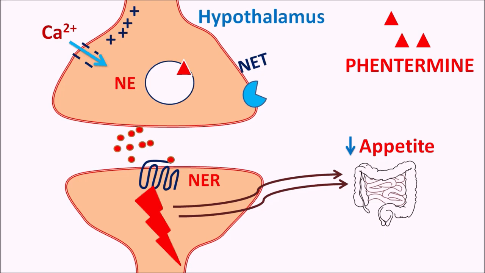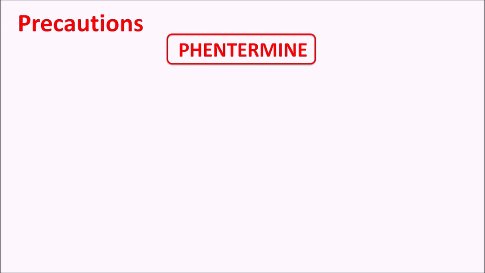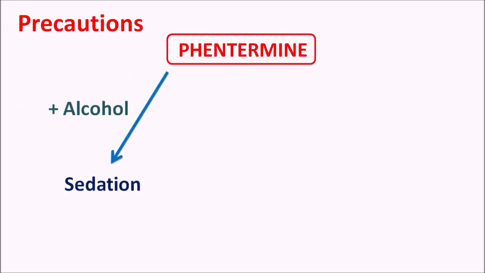But this drug can also control other mediators like neuropeptide Y, by which it again controls the appetite. What are the precautions? One of the important precautions of phentermine is that when it is given with alcohol, it can increase the sedation in the patients. So that's why in the patients who are working with machinery or driving with vehicles, this phentermine should be carefully given, and particularly when it is combined with alcohol, it can increase the sedation in the patients.